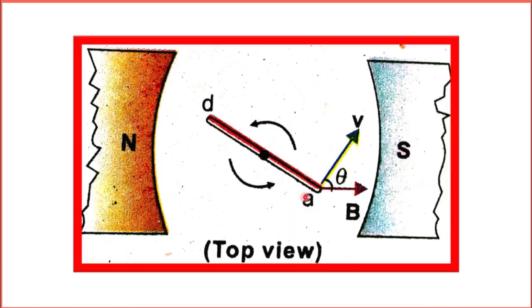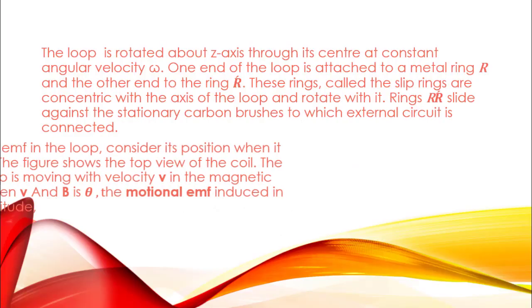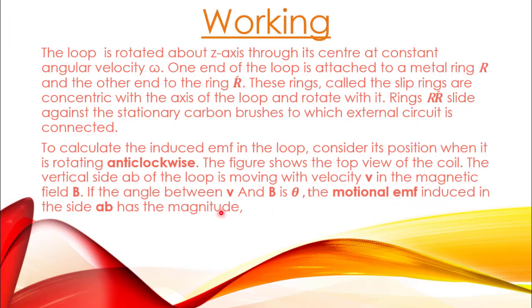This figure shows the top view of our loop. We can see the top end of side AB and the top end of side CD. The linear velocity v of the loop is making an angle theta with the magnetic field produced by this magnet. This is the direction of rotation of the loop. The motional EMF induced in the side AB has a magnitude as shown. The EMF induced inside AB is equal to vBL sin theta, where v is the linear velocity of the loop, B is the strength of the magnetic field, L is the length of side AB, and theta is the angle between the linear velocity and the magnetic field strength.